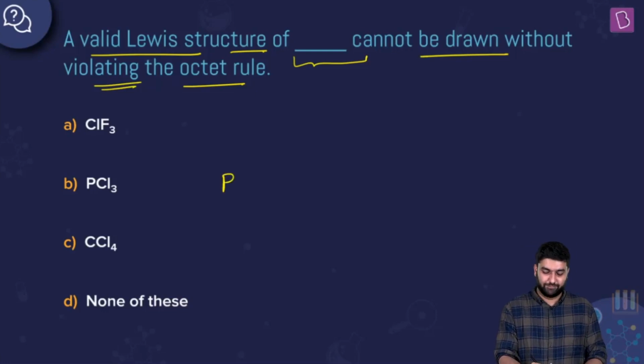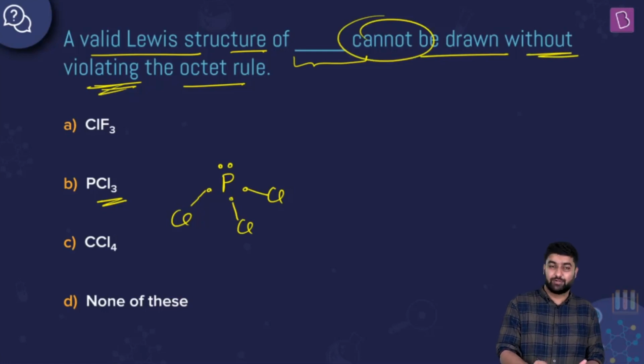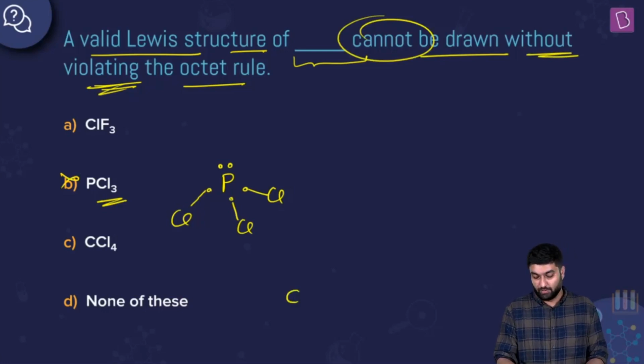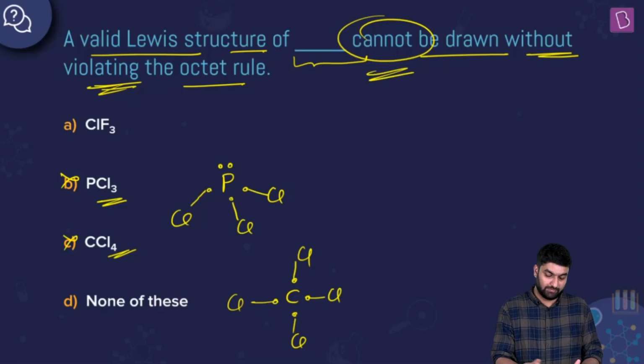Why? Because look at phosphorus. It has 5 electrons, right? It forms 3 bonds. It gets a complete octet. So this is sorted, right? So it cannot be drawn without violating, so it can be drawn. So this is not the answer. When we look at carbon, it has 4 valence electrons. It is forming 4 bonds with chlorines, and that part is also sorted, so it is not violating the octet rule. So yeah, this can also be drawn without violating the rules. So the question is cannot be drawn. So yeah, this is also out of the race.